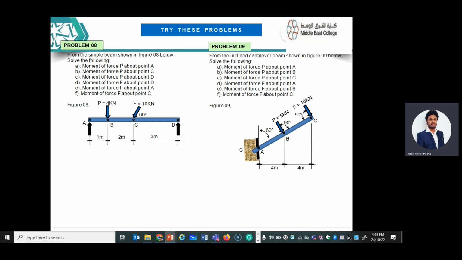So how much is it? X 5. Is it clear? Px, Py, and the distance is 3 meters. Minus.